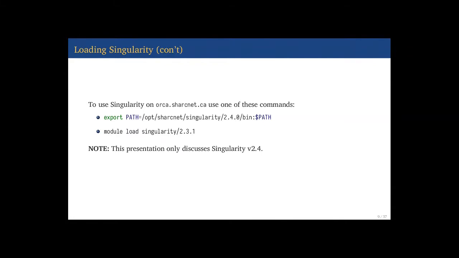On Orca, the module for 2.4 isn't enabled just yet, but you can use the 2.4 version just by setting your path variable to put Singularity in it. And if you need to use 2.3, you can load that version there. I'll only be talking about version 2.4 in this presentation.